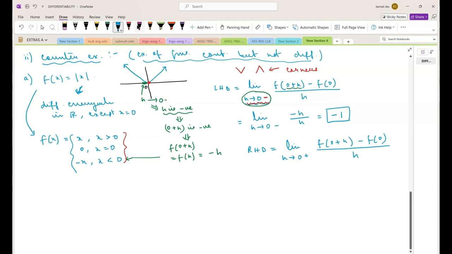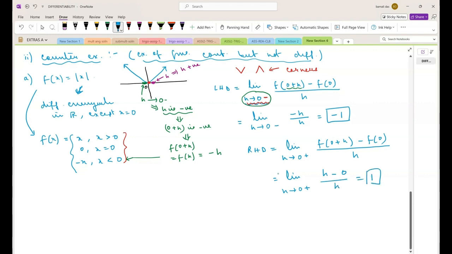Again, this time what is happening? Where is h lying? It is approaching 0 from the right. That means h is somewhere here. In other words, h is positive. And if h is positive, then 0+h is f(h). So according to the definition of mod function, h tends to 0 plus, this time my first branch will act. Since 0+h, that is h, is positive, it is plus h, and f(0) is 0, divided by h, so that is 1.